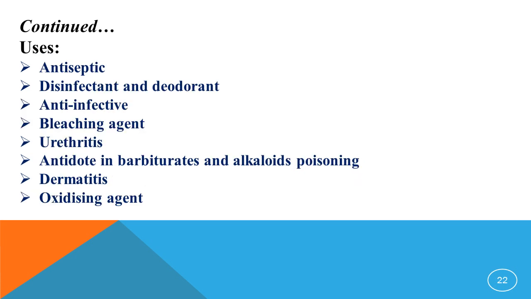Uses of potassium permanganate. Potassium permanganate is used as an antiseptic in mouthwashes and for the cleaning of ulcers. It is also used as a disinfectant and deodorant. It is used as a topical anti-infective agent. It is also used as a bleaching agent in water treatment. It is used in urethritis, or inflammation of the urethra. It is used as an antidote in poisoning of barbiturates and alkaloids. It is used in dermatitis or skin infections like eczema. It is used as an oxidizing agent in various chemical reactions.